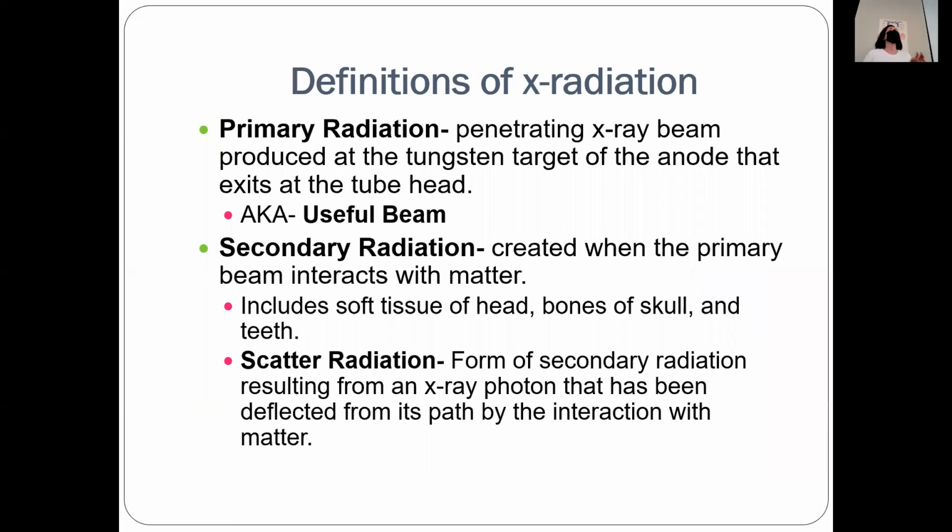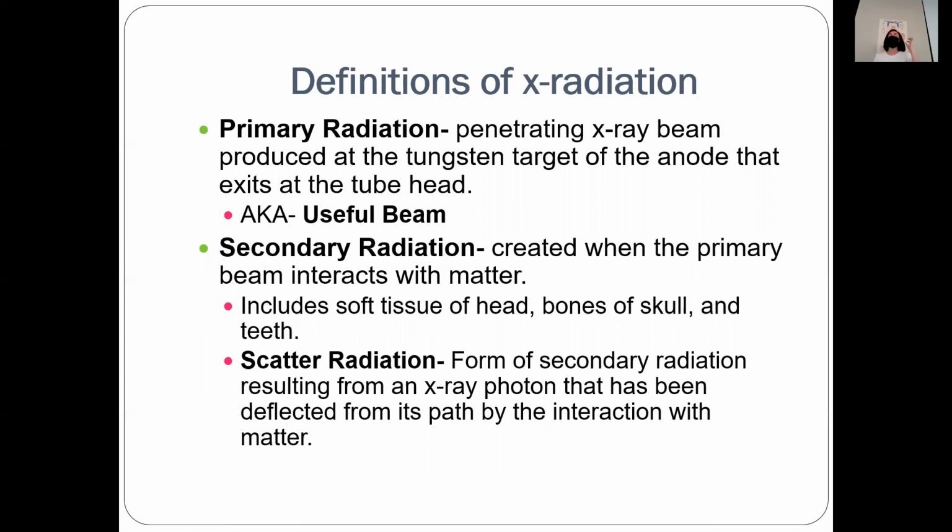Now this is a little bit of a confusing part, talking about the scatter. Bear with me. We'll go through each piece, and then I have a final slide that puts them all in one slide so you can see them. Primary radiation is the penetrating X-ray beam that's produced at the target on the anode and exits the tube head. Sometimes we call it the useful beam. It's coming off the anode, happening internally inside your X-ray machine.